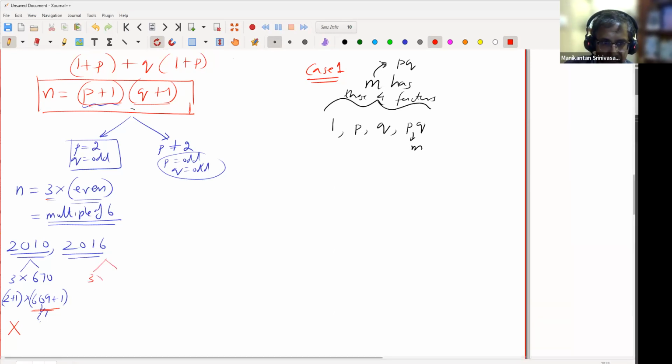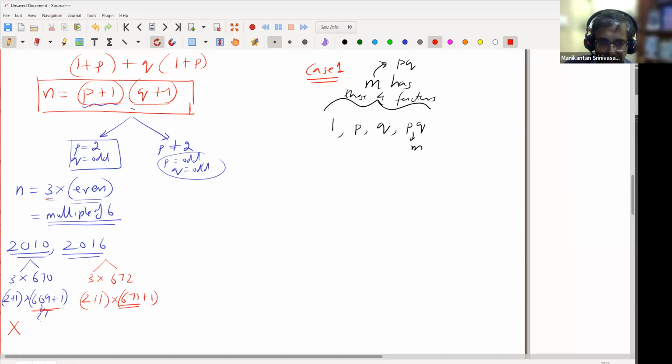Okay, now will it work for 2016? Let's see. This is 3 into 672, which is 2 plus 1 times 671 plus 1. Is 671 prime? Clearly not, because 6 plus 1 is 7 and alternating sum gives a multiple of 11. So this is also not working out. So P plus 1 times Q plus 1 is not working out for the 2 possible numbers in this range. Only these 2 had a chance. The rest did not even have a chance, because the rest of the numbers are not multiples of 6.